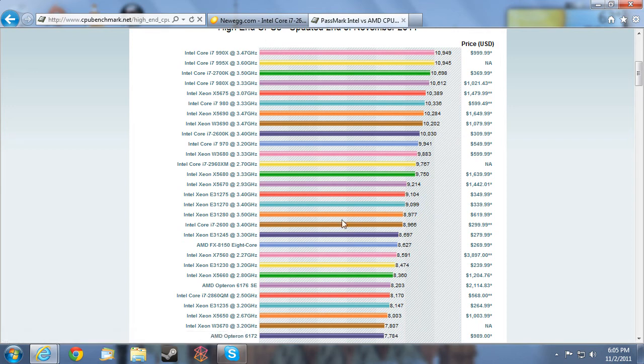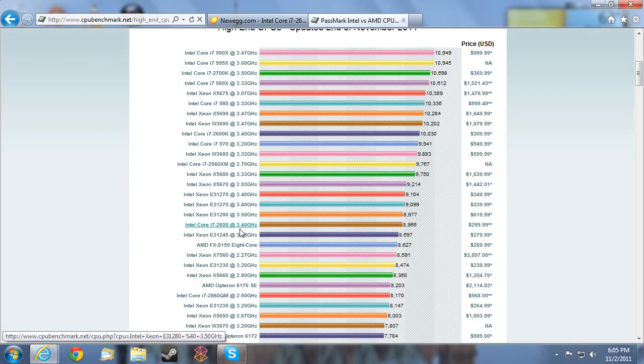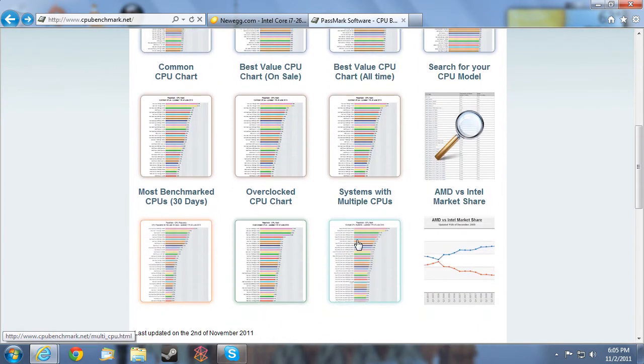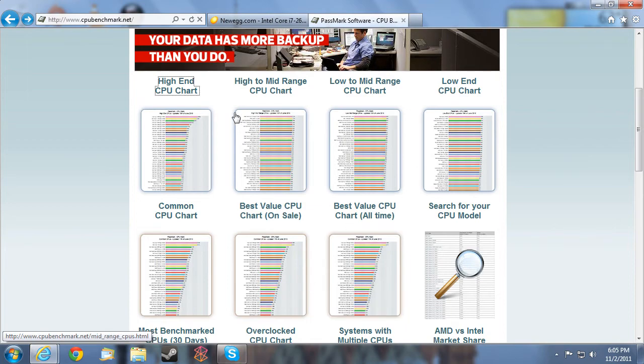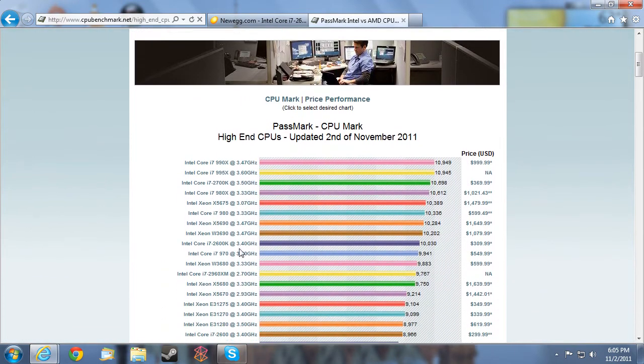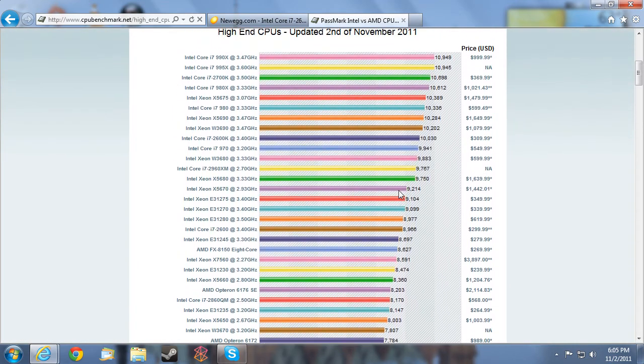So I think this is a really good chart here, just to take a look. You can see where the processor that you're looking at falls on the list. And once again, there are a lot of lists here for mid-range, low to mid-range, low-end. They have a bunch of other different charts comparing various CPUs. So this gives you a really good idea of where your processor falls compared to the other processors.